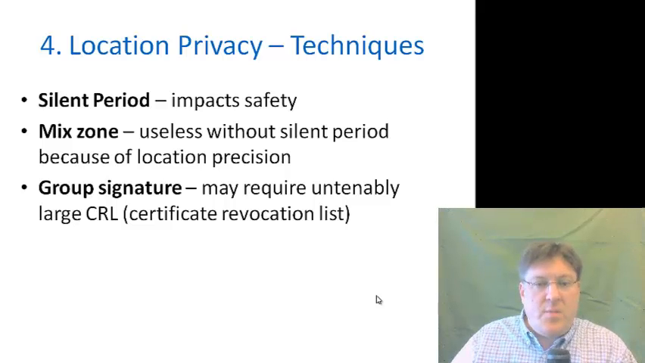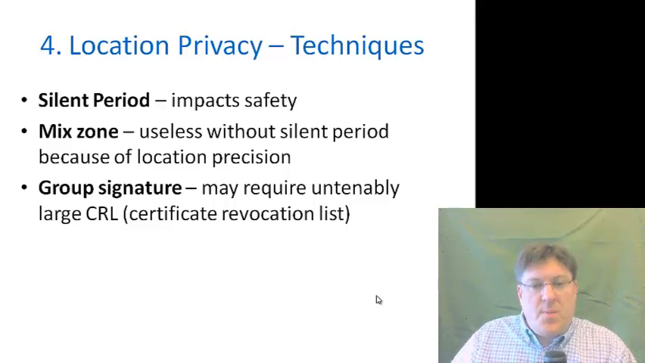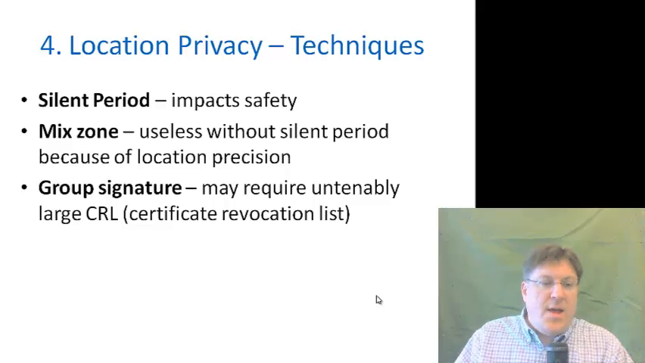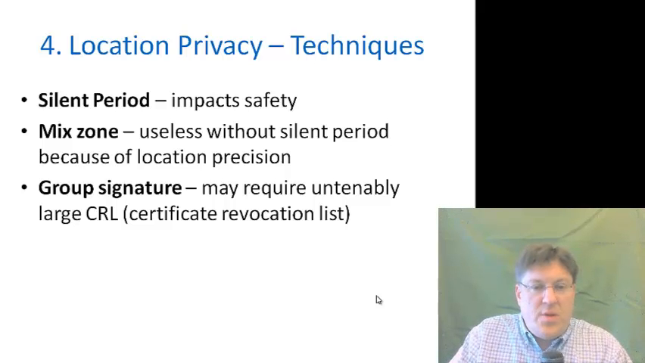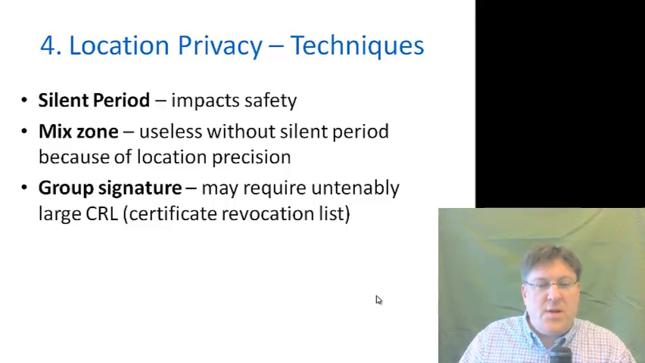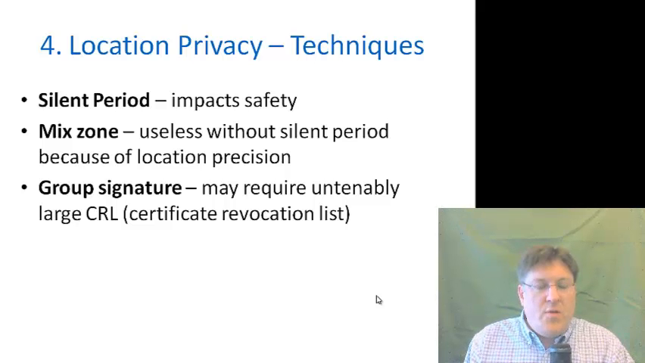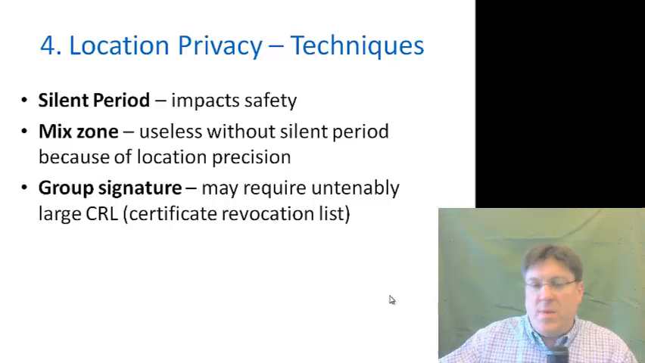So you have a silent period or some kind of obfuscation technique. And then the group signature. The group signature would allow groups of cars to travel and use the same digital signature and the same identifier. The problem with this is that if you have one bad actor in the group, it could be a huge complication to get the CRL, the certificate revocation list, to the right people. The other thing is that the overhead is just a lot. I mean, some people think that this group signature method simply can never work because of the overhead involved.